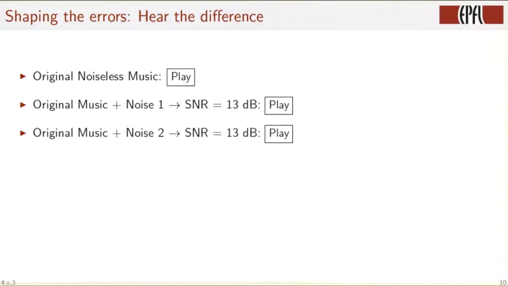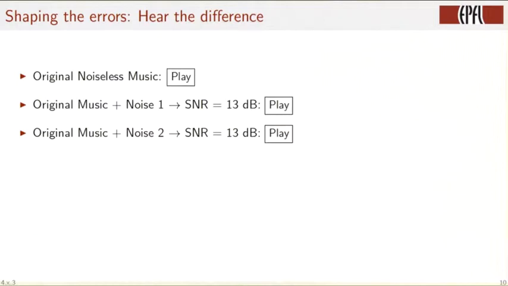Now we play the original music plus what we call noise number 1, which is simply white noise and has a 13 dB signal to noise ratio. I guess everybody would agree that this is pretty bad. It's pretty obvious that this is a noisy signal.